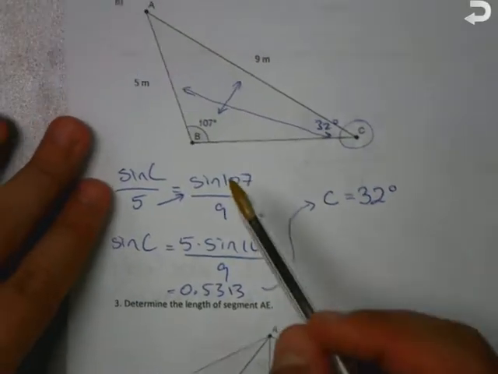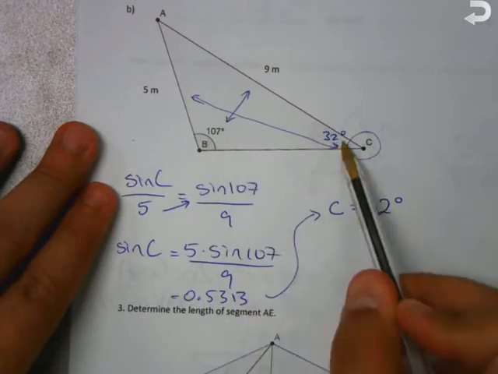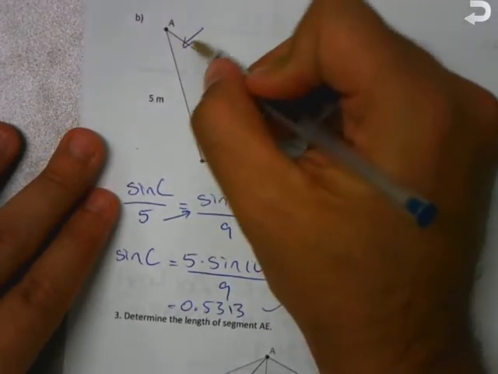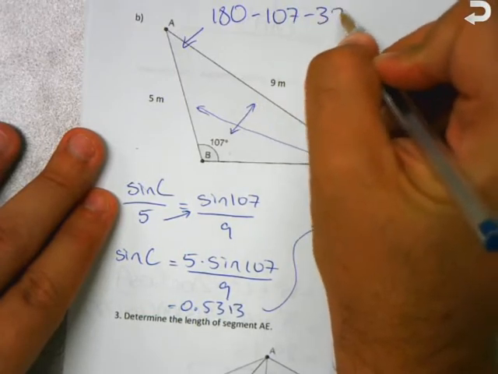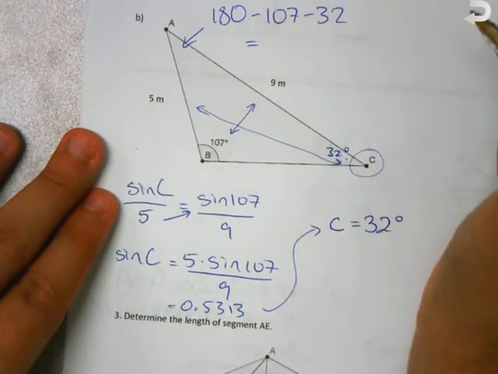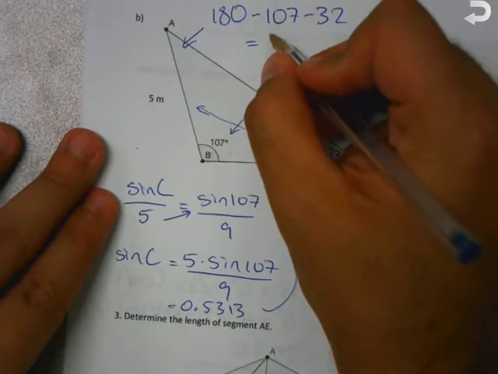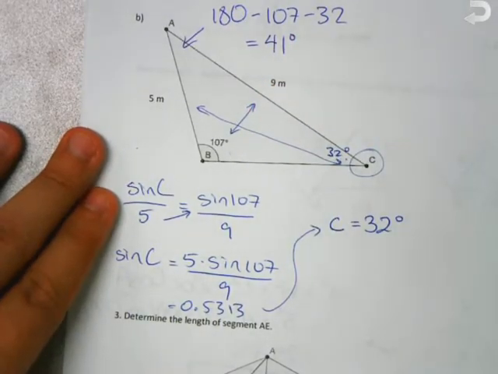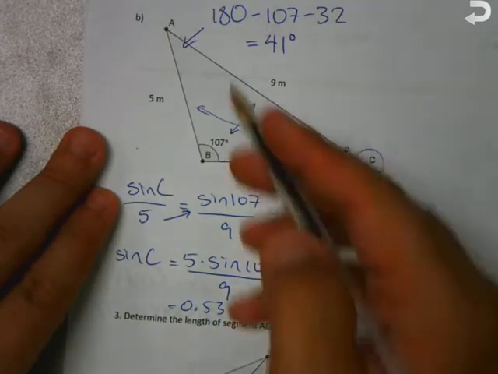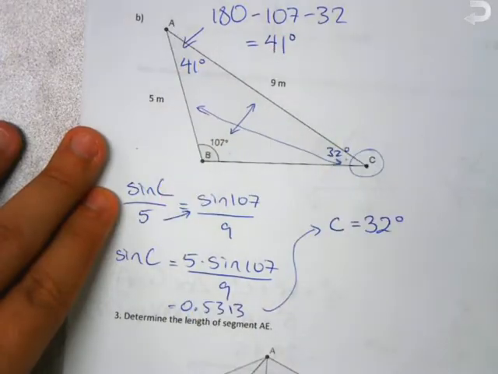All right. Okay. So where can we go next? Well, now I know two angles. So if I know two angles, it's easy to figure out the third one. It's 180 minus 107 minus 32, which is 41 degrees. Okay? So that means that A is 41 degrees.